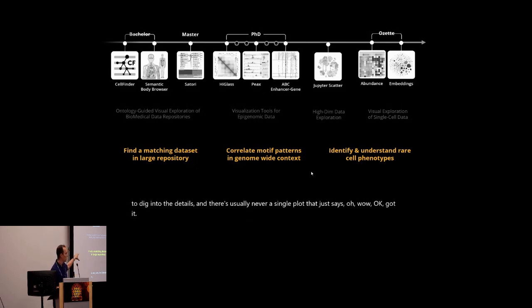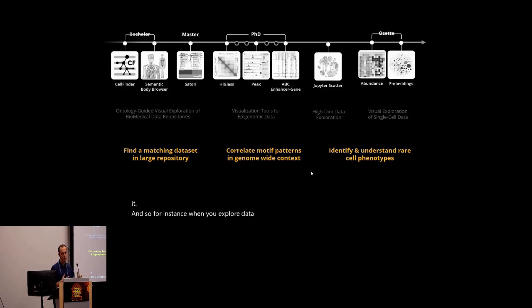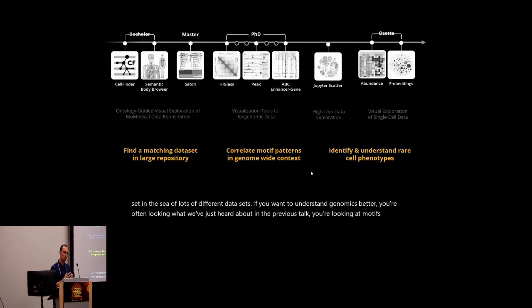And so for instance, when you explore data repositories, you're often looking for a single data set in a sea of lots of different data sets. If you want to understand genomics better, what we've just heard about in the previous talk, you're looking at motifs, right? But they're small compared to the entire genome. So you have these challenges of how do you perceive these patterns? And in the single cell case, we often want to identify rare phenotypes in a sea of lots of common phenotypes that do not change or might not be of interest, which we still need to see because we often don't have ground truth data.